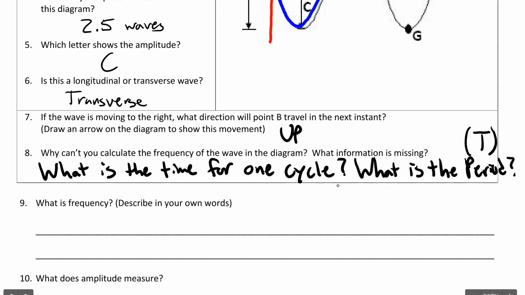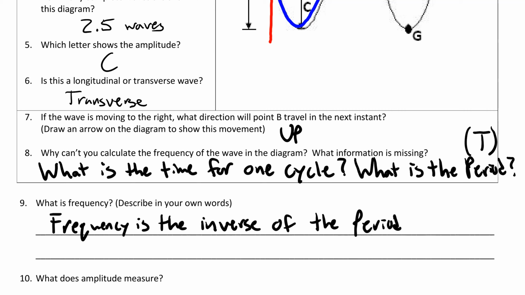Same with number 9. What is frequency? Describe it in your own words. I could give you a little sneak preview. It's the inverse of the period. That's the mathematical definition. That's all you have to know in terms of calculating stuff. You just do 1 over the period. But in your own words, what is frequency? And again, this is just a sneak preview. We go into it in more detail in the next lesson.